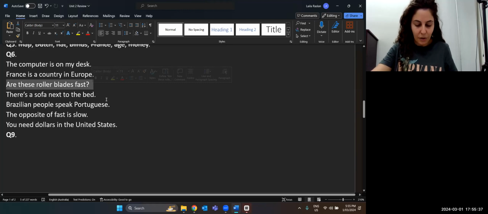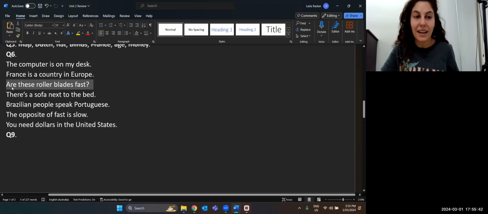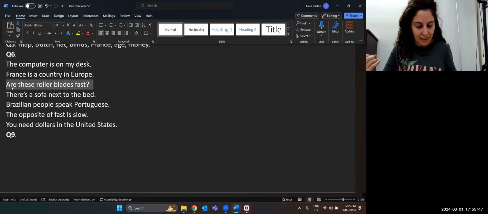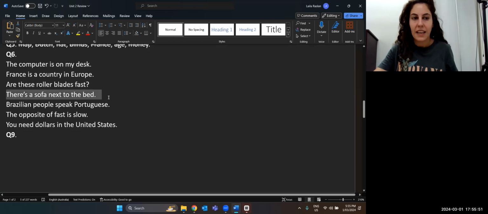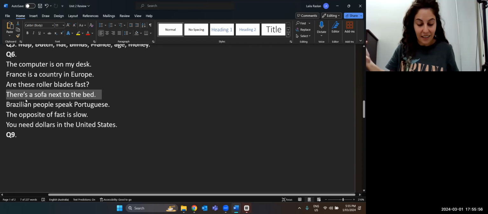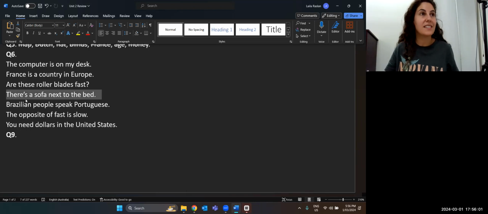So it's asking something, a question. Make sure you can see it starts with a verb. When we ask questions, we start with the verb. There's a something next to the bed. It's singular, because there's an "is". So there's a, and I said "a". That means it's singular, only one. So what is there? There's a sofa next to the bed. It's the same as saying there's a plant next to the bed. There's a cat next to my bed.